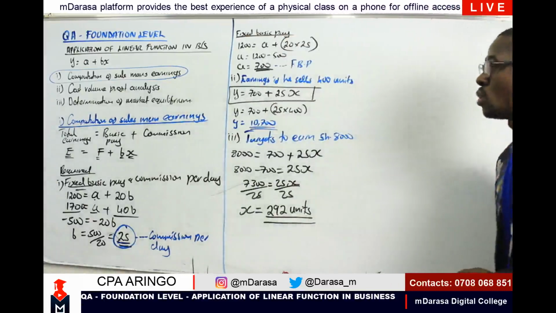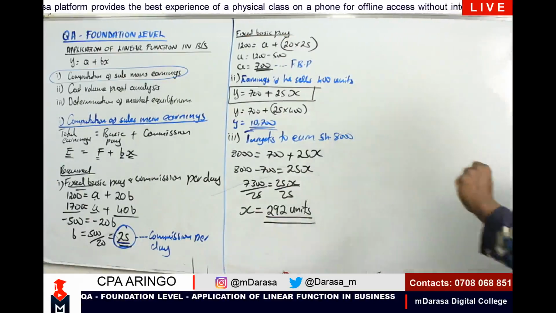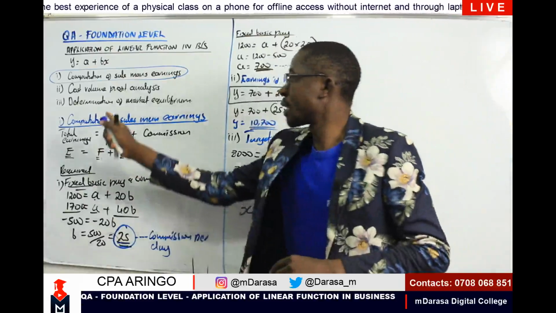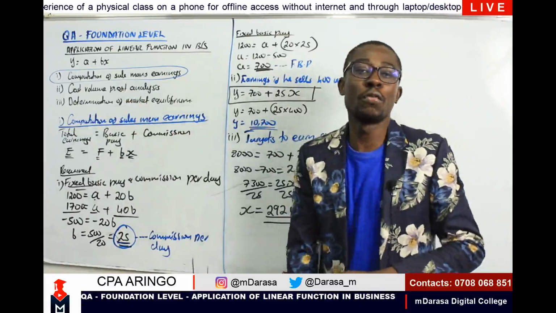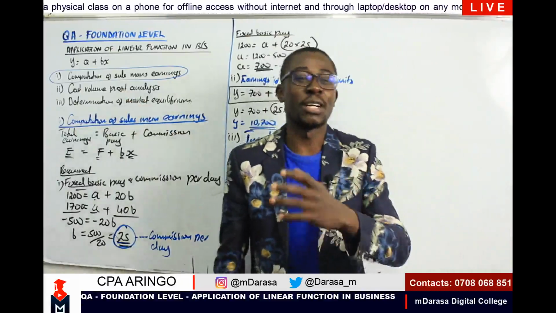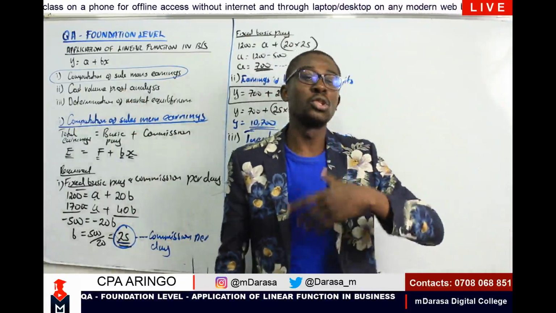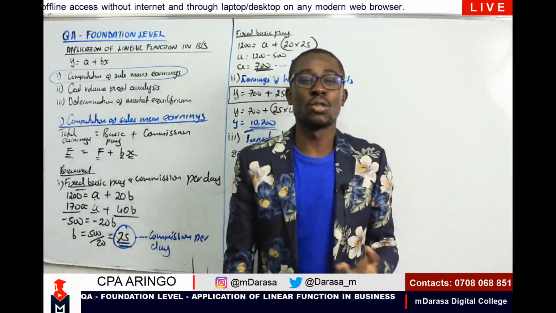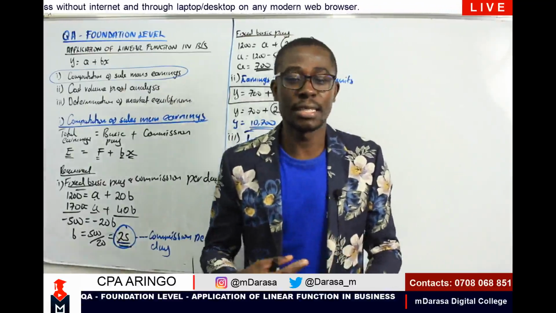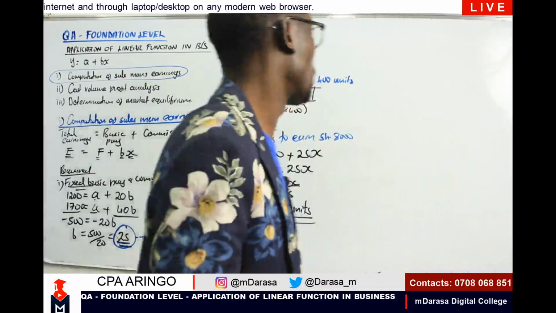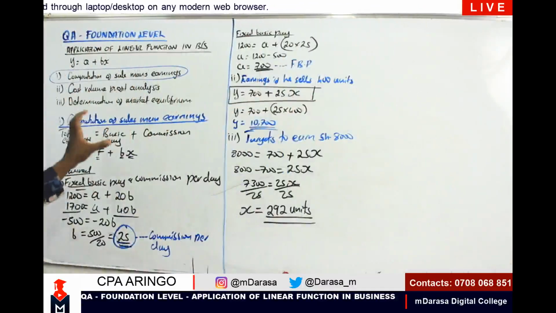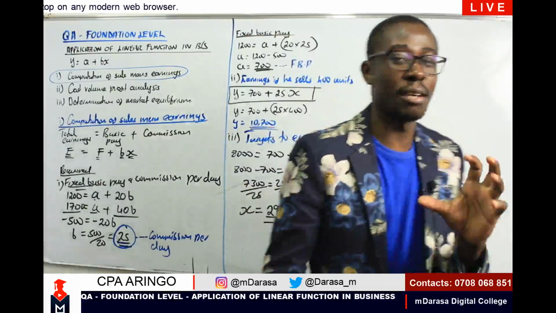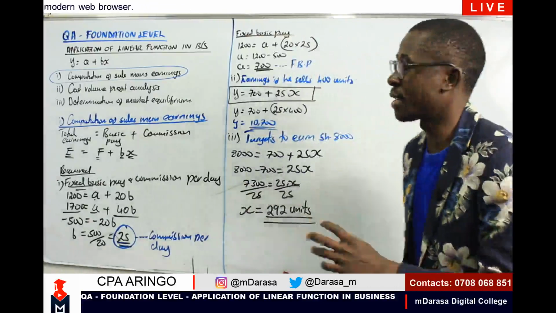So long as you have the concept right, you'll find that things will just flow. Now, after we have looked at that question, my good students, I want us to go to the second application, which is cost volume profit analysis. Unless anyone has a question, who will want Mwalimu to explain it further? I'll be here for you guys. You can always reach us on that number so that you can be assisted in this. Remember, this is QA foundation level, under the revised syllabus, which was just introduced by Kaneb recently.